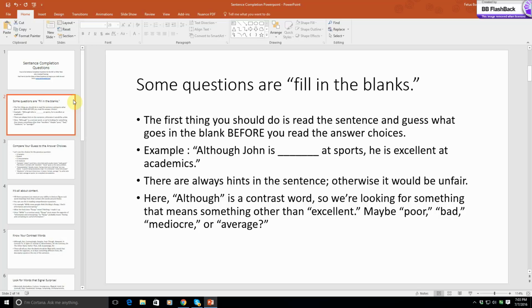There are always hints in the sentence. Otherwise, it would be unfair. They can't ask you questions that are the equivalent of, guess what number I'm thinking of? So they're going to have to give you hints that let you know one answer is better than the other answers. For example, here, although is a contrast word, so we're going to be looking for something that means something other than excellent, maybe poor, bad, mediocre, average. It's something that either means the opposite of excellent or something that at least means something significantly different from excellent.